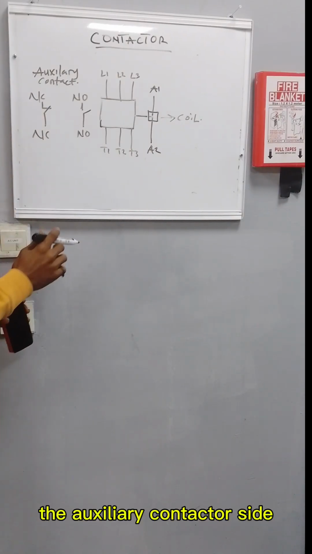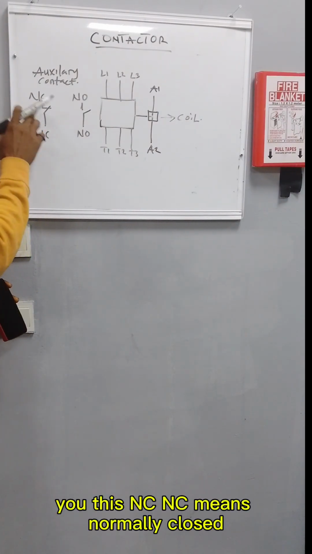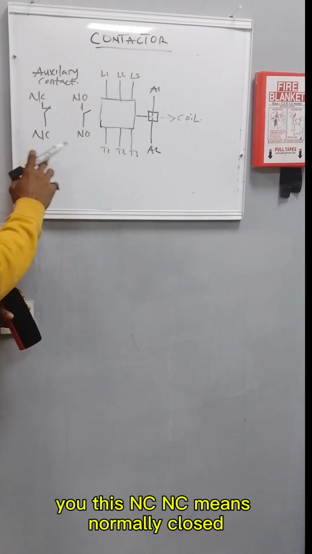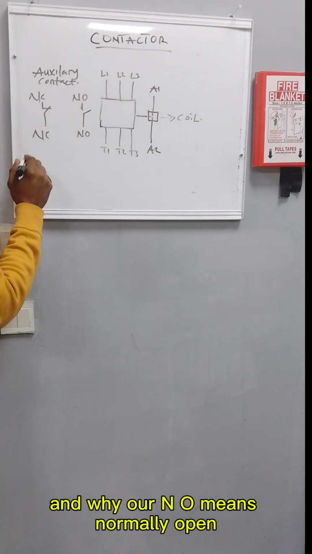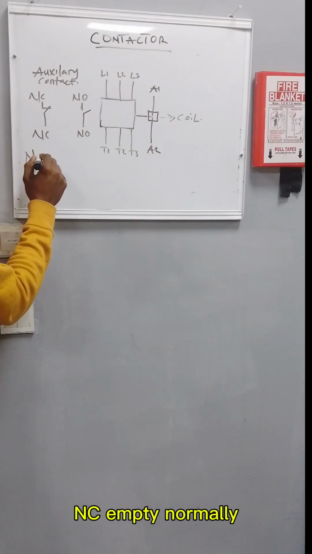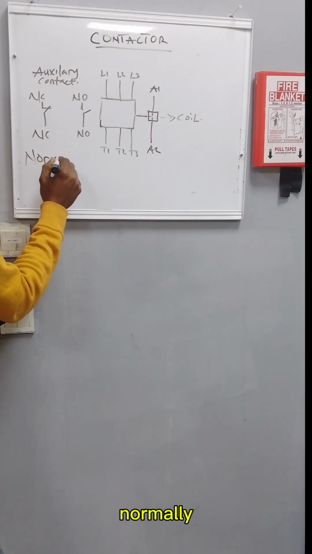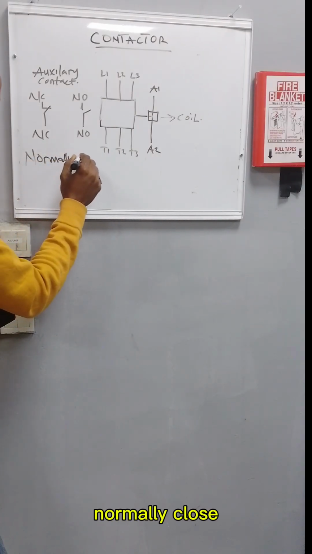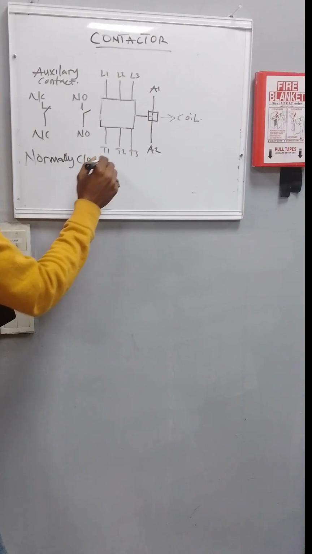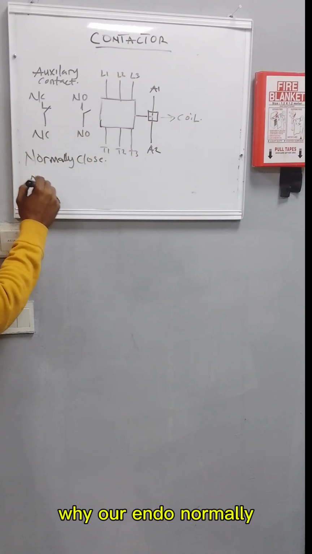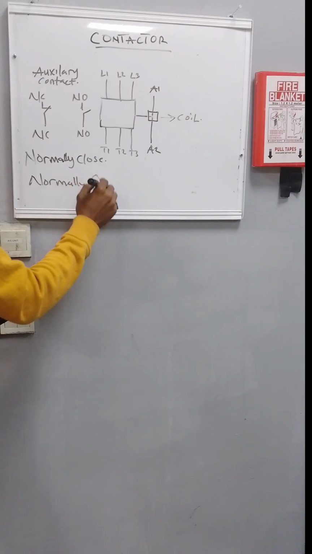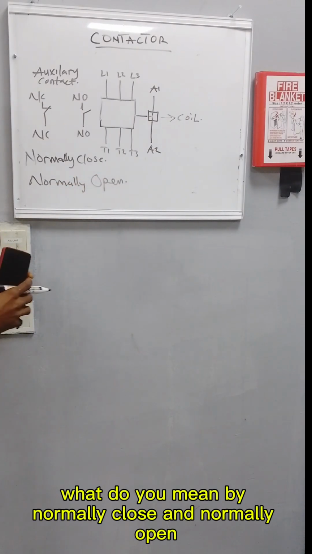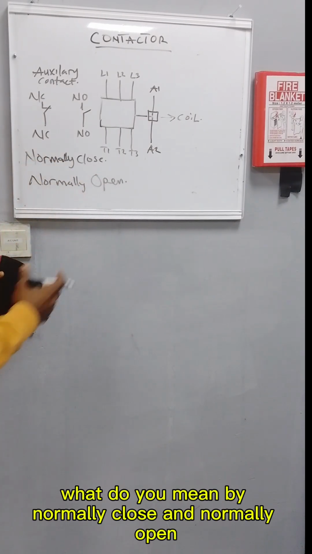On the auxiliary contact side, NC means normally closed, while NO means normally open. What do you mean by normally closed and normally open?